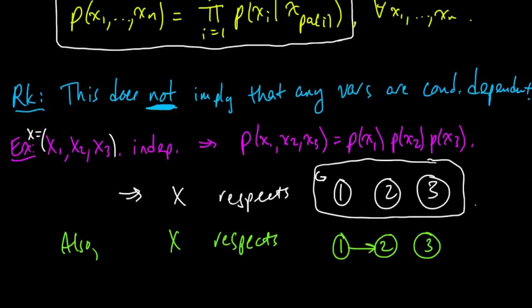we need it to still satisfy this factorization, so we would need the probability of x2 given x1, this factor, to be equal to the probability of x2. And that's exactly true, since x1 and x2 are independent by assumption. And so it also respects this graph.